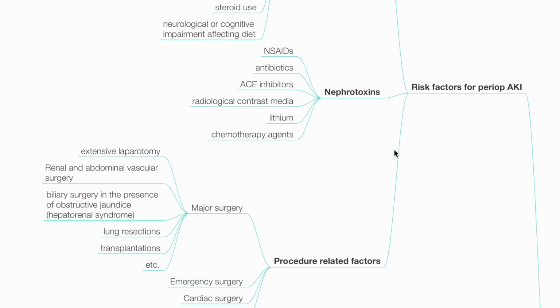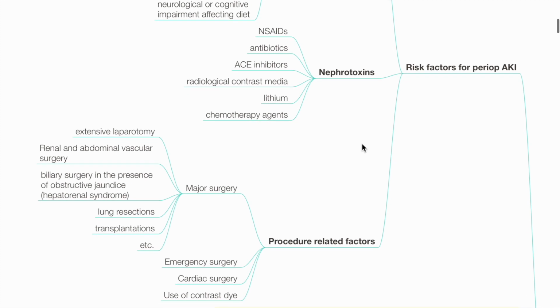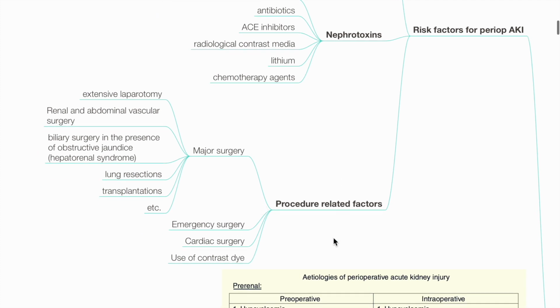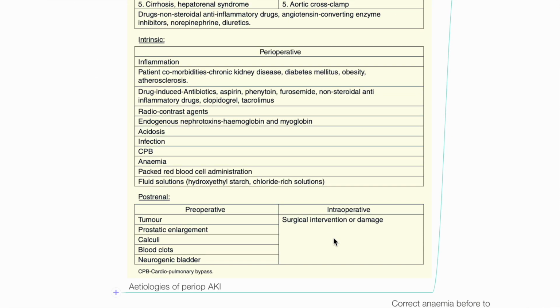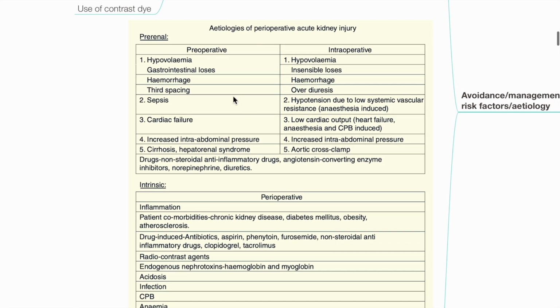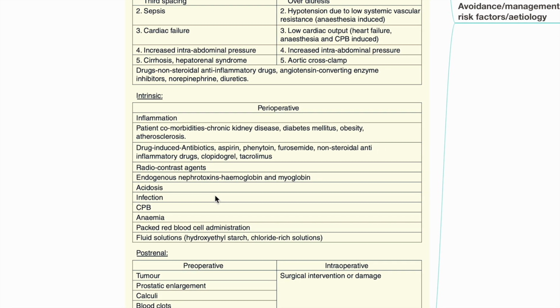Nephrotoxins include NSAIDs, antibiotics, ACE inhibitors, radiological contrast media, lithium and chemotherapy agents. Procedure-related factors include major surgery, emergency surgery, cardiac surgery, and use of contrast dye. Etiologies of AKI may be classified as pre-renal, intrinsic, and post-renal.